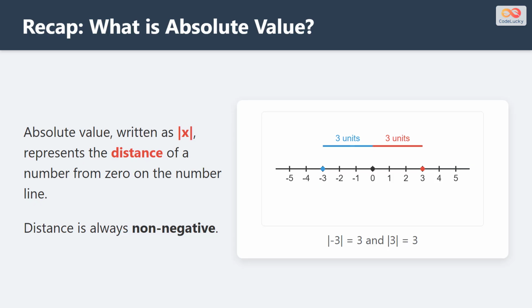Before we dive in, let's quickly recap what absolute value actually means. It is simply the distance of a number from 0 on a number line. Because it is a distance, it is always non-negative. For example, the absolute value of -3 is 3, because it is 3 steps away from 0.